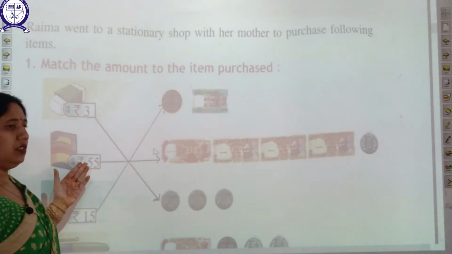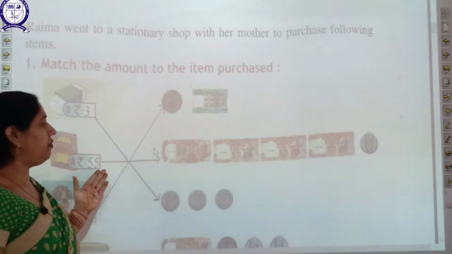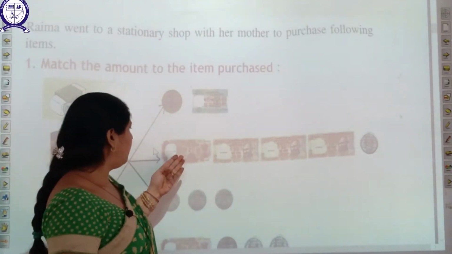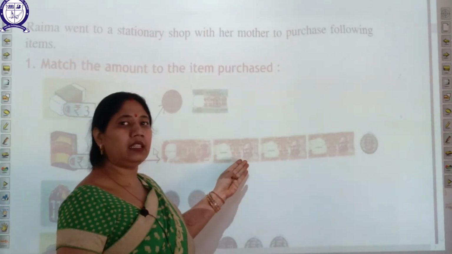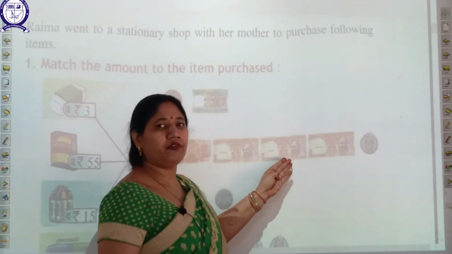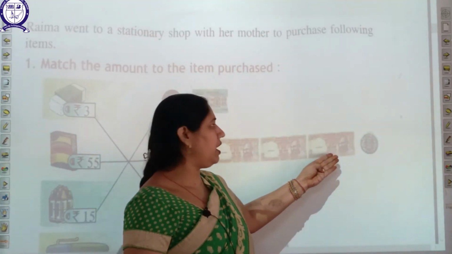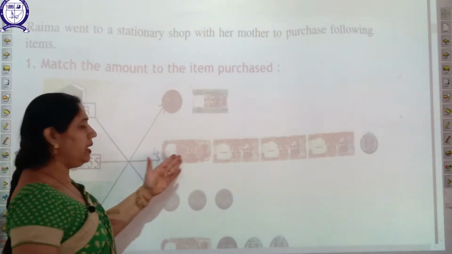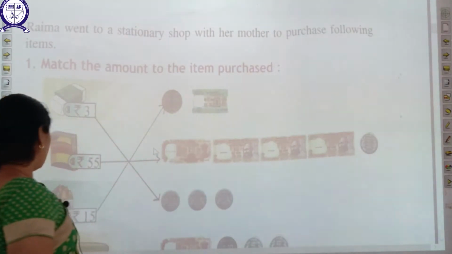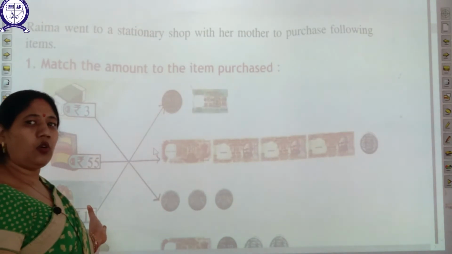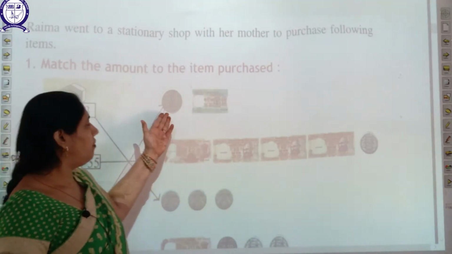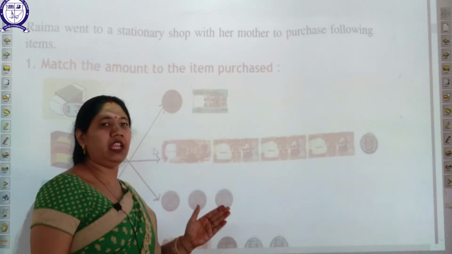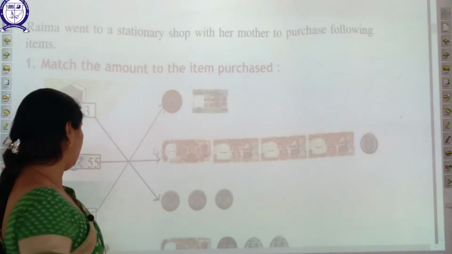Notebook, its cost is rupees 55. Let's count the money. 20 plus 10, 30 plus 10, 40 plus 10, 50 and plus 5, 55. So we have to match rupees 55. Crayons, cost is rupees 15. 1 ten rupee coin, 1 five rupee note. 10 plus 5, 15. So we have to match with it.